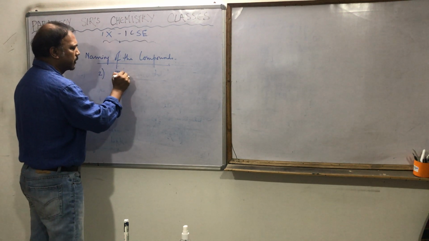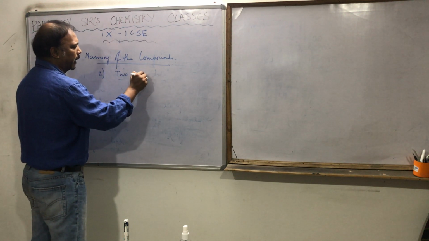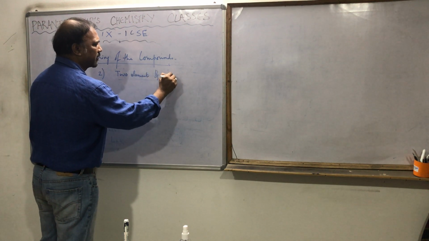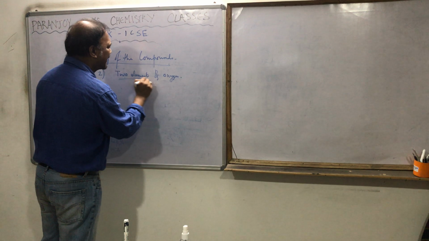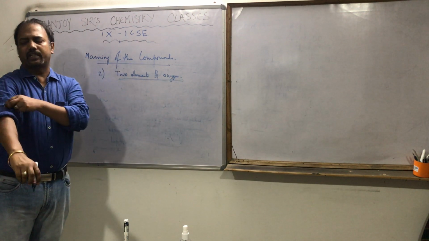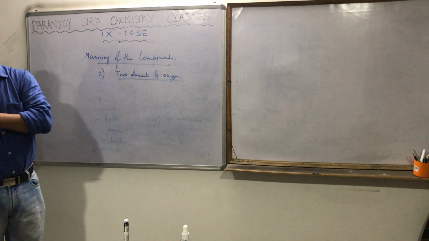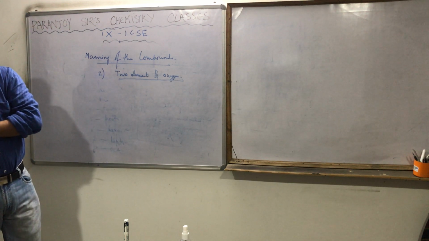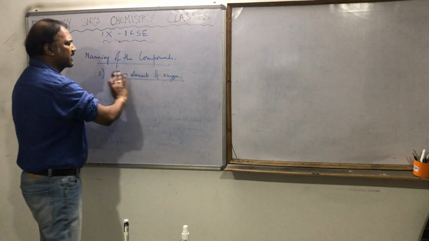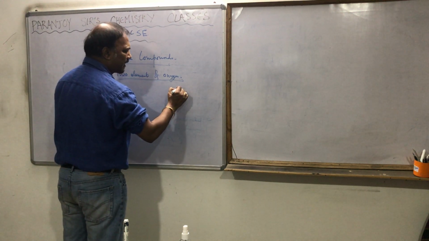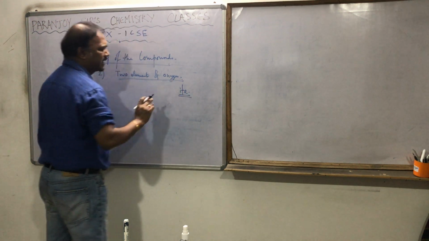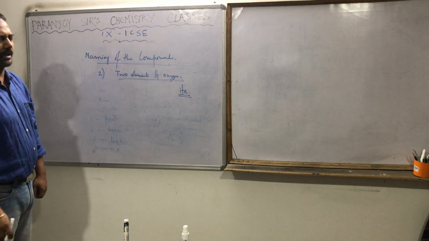Two elements and oxygen. If it is made up of that, then the naming does depend on the number of oxygen atoms. First of all, these types of compounds are finally suffixed by ITE. That's the final thing. ITE. You will understand that when I write down the example.